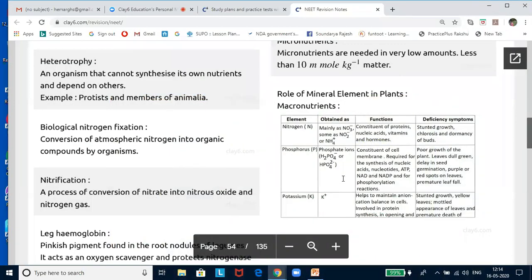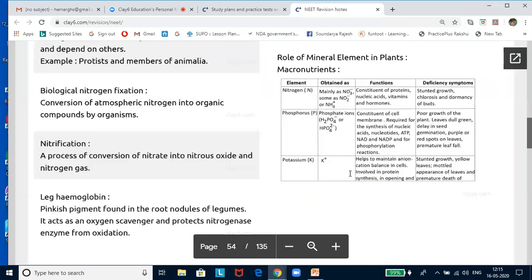The next one is potassium. It is absorbed in the form of potassium ions. It is required for the metabolic activities of the cells in young growing parts like root tips and young leaves, but seeds are an exception. It is essential for the functioning of about 40 enzymes which take part in glycolysis, Krebs cycle, photosynthesis, starch synthesis, synthesis of chlorophyll, and activation of ATP in many reactions.